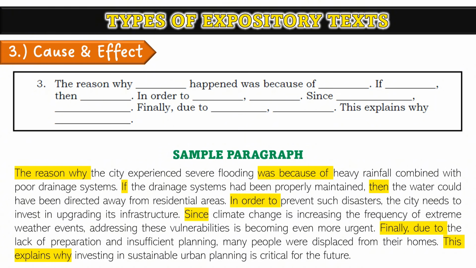Since climate change is increasing the frequency of extreme weather events, addressing these vulnerabilities is becoming even more urgent. Finally, due to the lack of preparation and insufficient planning, many people were displaced from their homes. This explains why investing in sustainable urban planning is critical for the future.